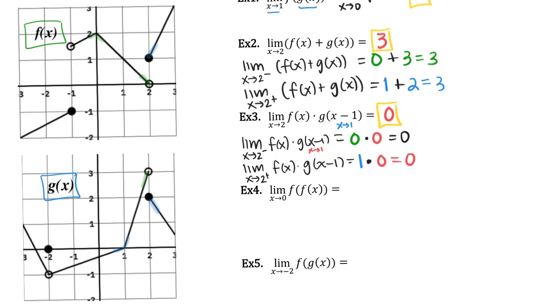Okay, let's try the last two. The last two are going to be a different technique that you can use. This is the limit as x approaches 0 of f of x. So let's apply the limit to the inner function. The limit as x approaches 0 of f of x looks like it's approaching 2. Everything looks great so far.